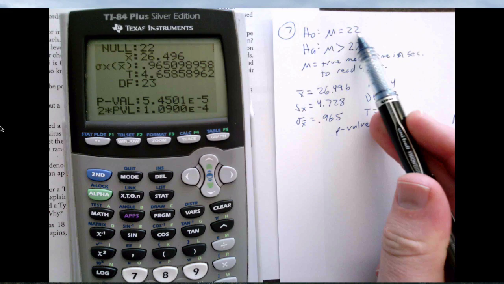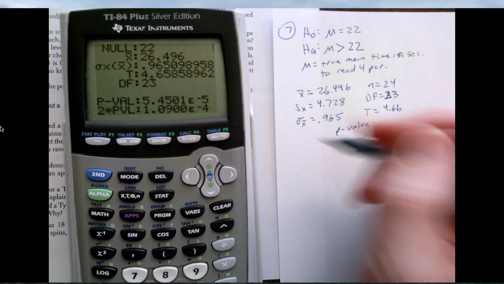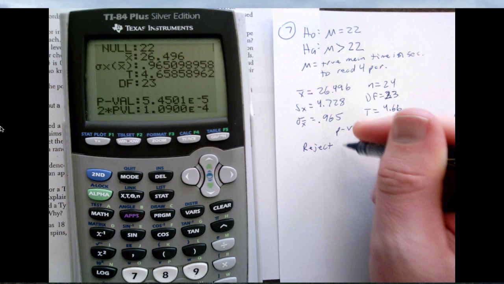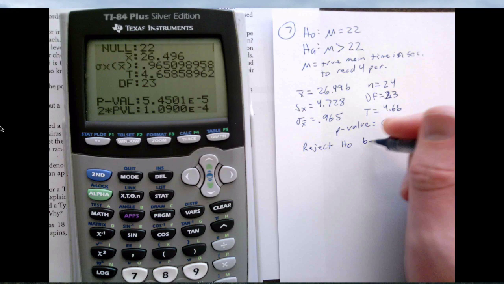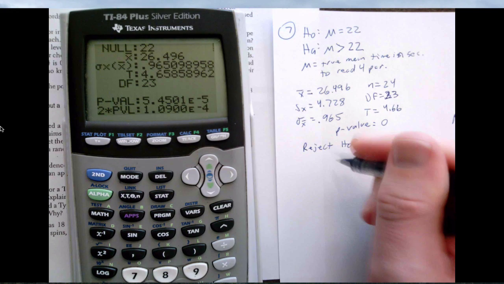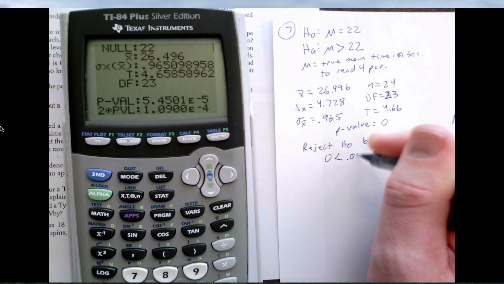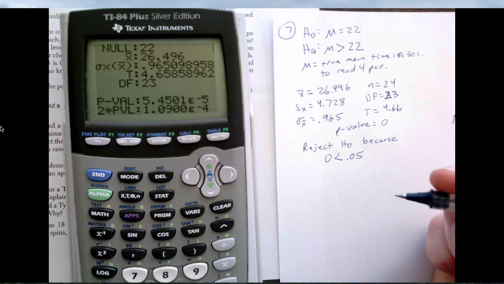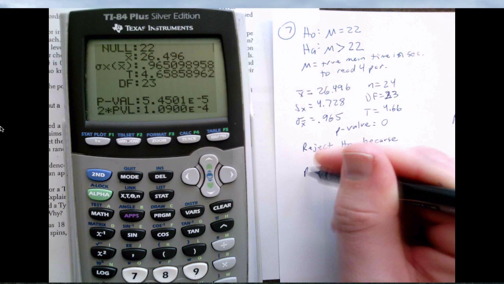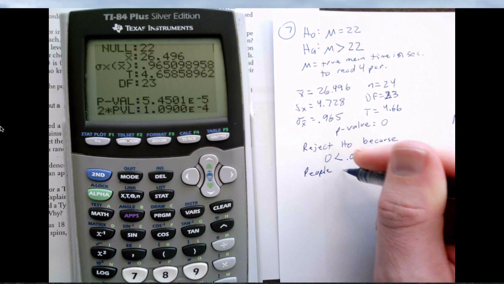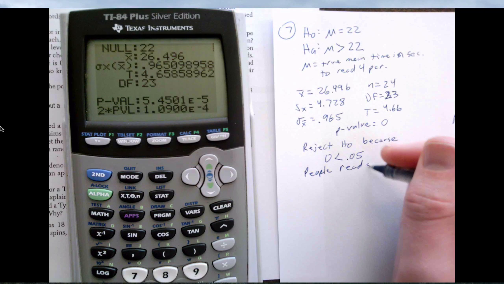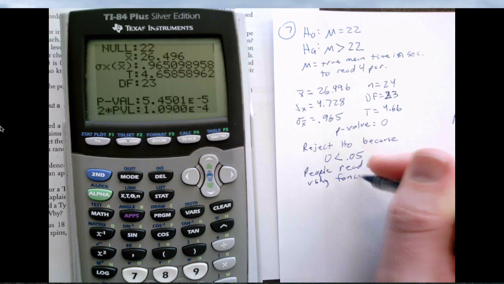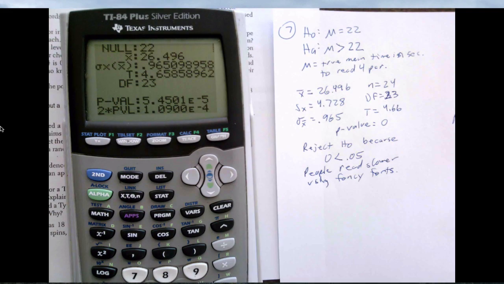Therefore, this is wrong. Okay, and the way we say that in statistical language is that we reject the null because 0 is less than 0.05. Okay, and so therefore it appears that people read slower with fancy fonts. So people appear to read slower using fancy fonts. Okay, there we go.